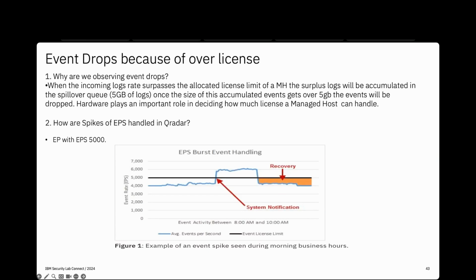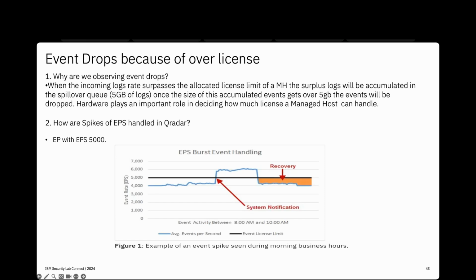When the incoming EPS is greater than the license allocated to the host, the event will be buffered into a spillover queue, which has a capacity of 5 GB, after which the events will be straight away dropped. Now, hardware also plays an important role in deciding how much license a managed host can handle. But let's discuss this in upcoming slides.